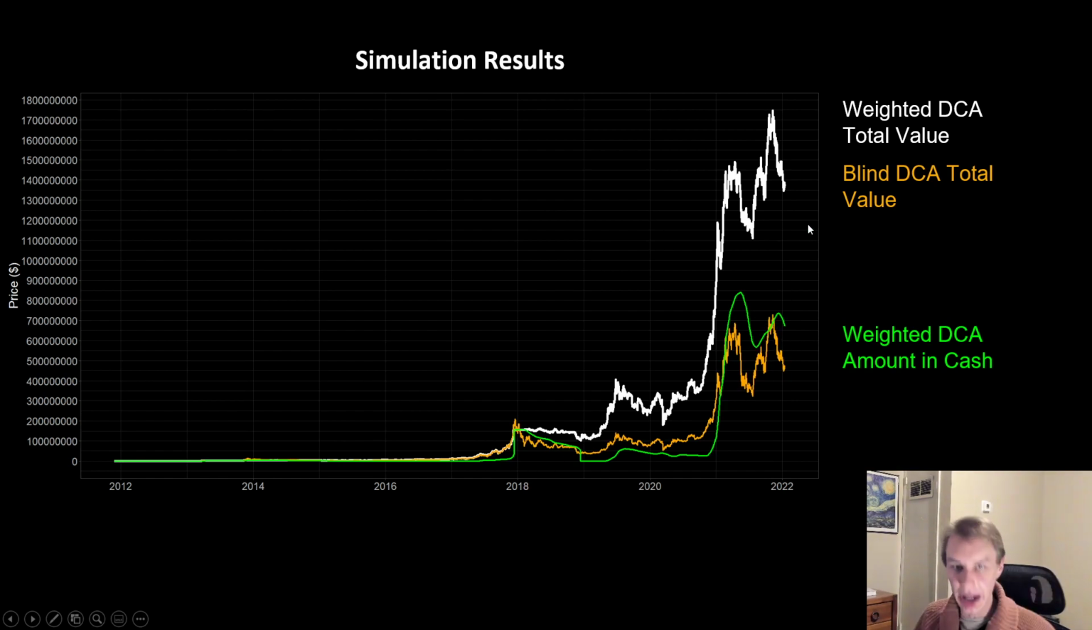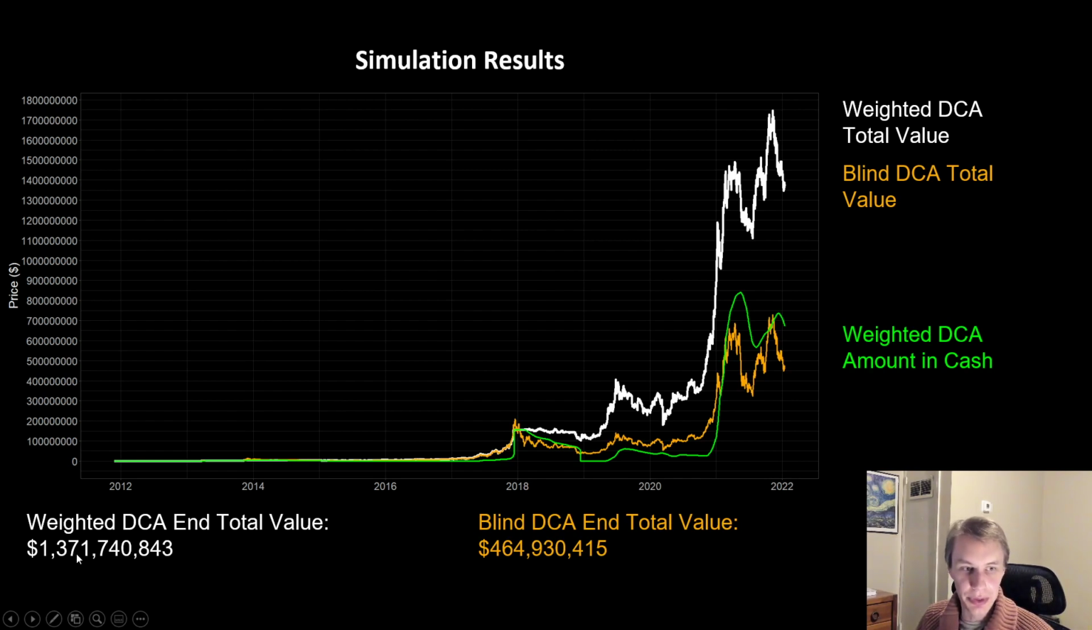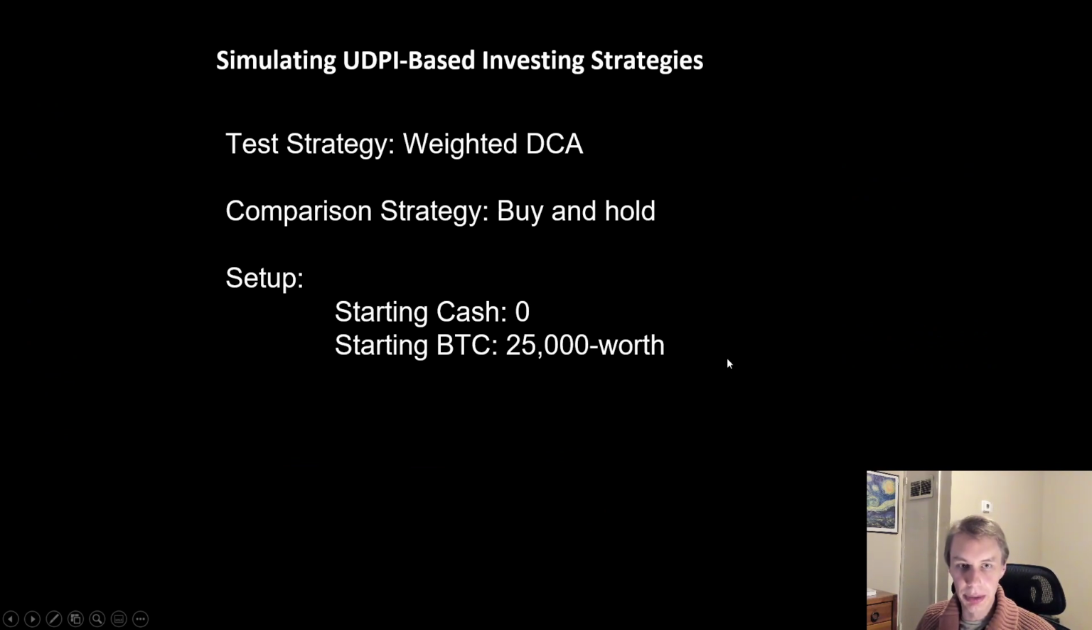This is destroying that other approach. We can see $1.37 billion to $464 million, almost 3 times higher return using a UDPI-based weighted DCA approach versus this kind of buy and hold hybrid with a blind DCA approach, a relatively aggressive blind DCA approach. You can see it just well outperforms, and that's what you want to see. You want any kind of strategy you're using based on an indicator like this to blow out a buy and hold strategy, and the UDPI does that with a strategy that I don't even think is necessarily optimal. So I think that is quite impressive potentially.